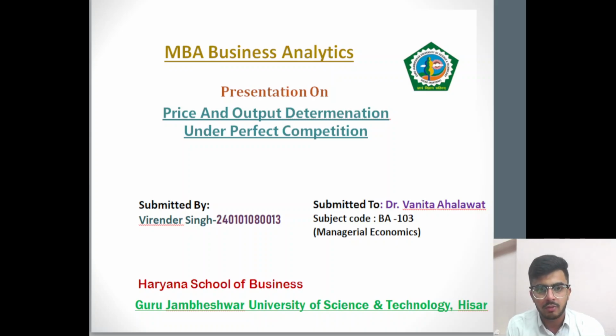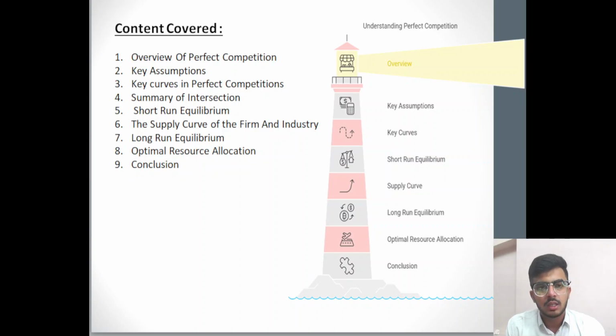So, first of all, we start with the contents covered in the presentation: overview of perfect competition, key assumptions of perfect competition, key curves in perfect competition, summary of intersection, also known as equilibrium conditions, short run equilibrium, supply curve of the firm and industry, long run equilibrium, optimal resource allocation, and the last one is the conclusion about price and output determination under perfect competition.